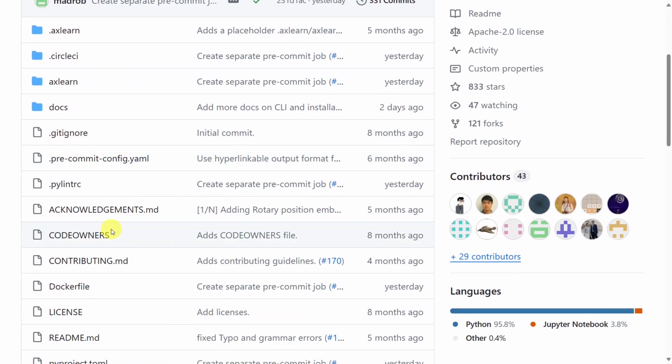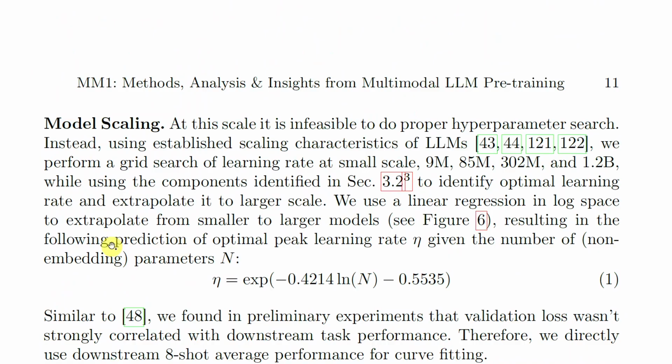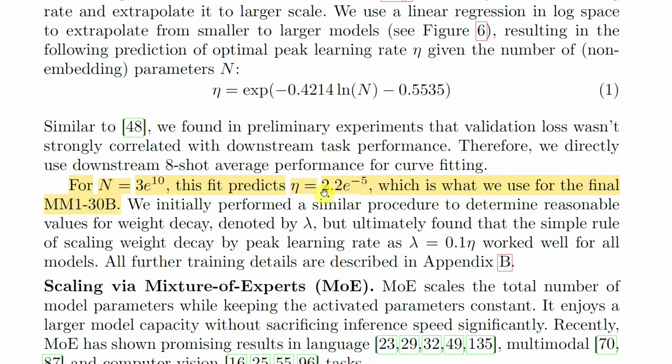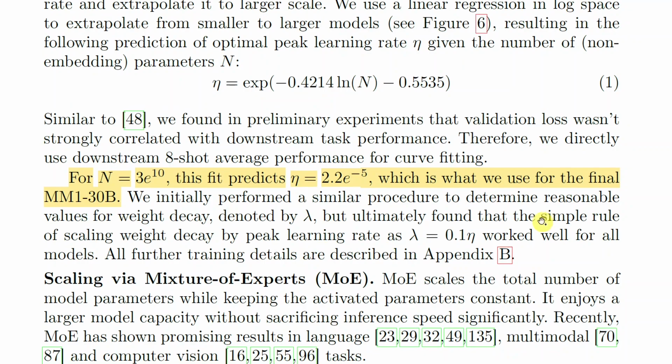In the case of model scaling for the LLM, since it's difficult to do it at full scale, a grid search on the learning rate is done on 9 million, 85 million, 302 million, and 1.2 billion LLM models. Then basically a linear regression is fitted on the data that is found, and from that an optimal peak learning rate is found. So for the 30 billion model, it finds this as the learning rate, and that is what they trained it with. And scaling weight decay by the peak learning rate worked well for all models.